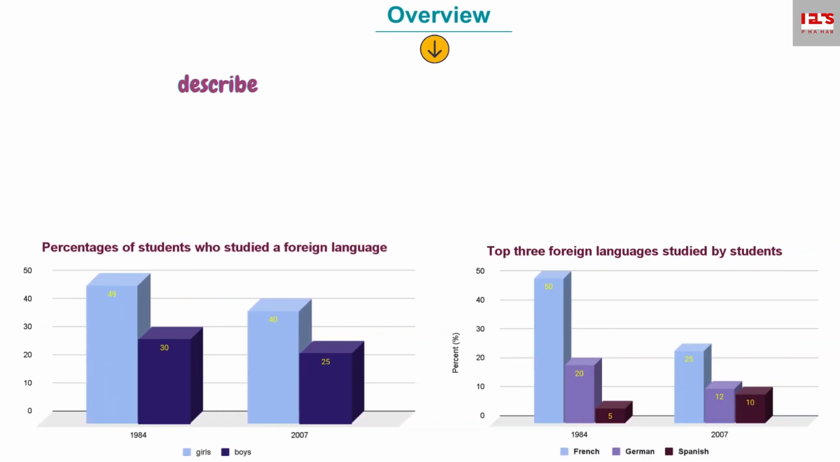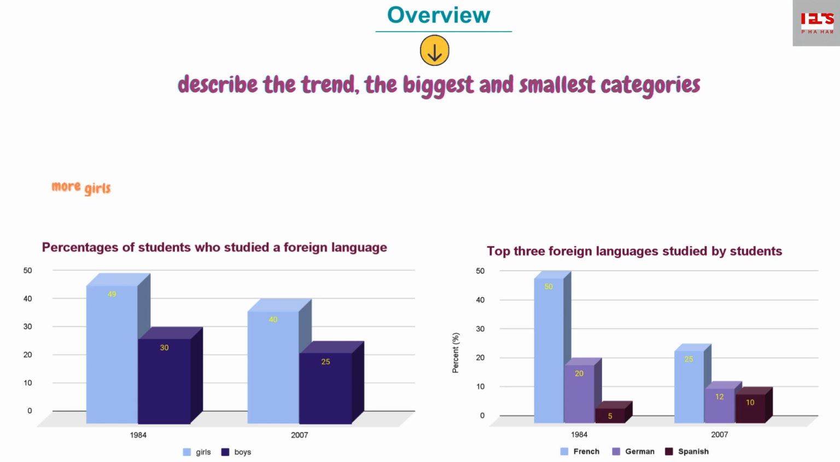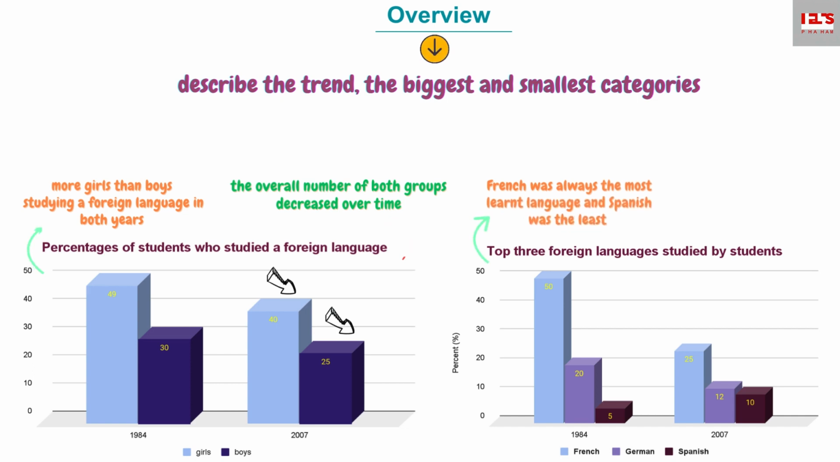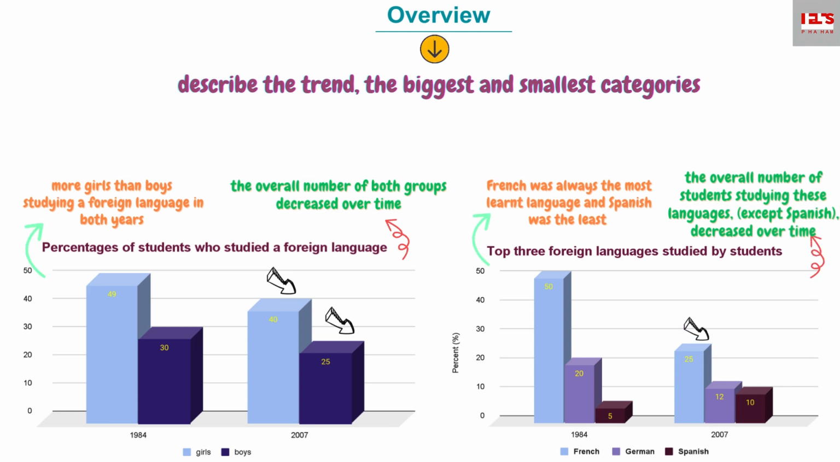Next is the overview. In this part, you can describe the trend or the biggest and smallest categories. In the first chart, you can see there were always more girls than boys studying a foreign language, and the overall number of both groups decreased over time. In the second chart, French was always the most learned language, and Spanish was the least. The number of students studying these 3 languages, except Spanish, also decreased over time.